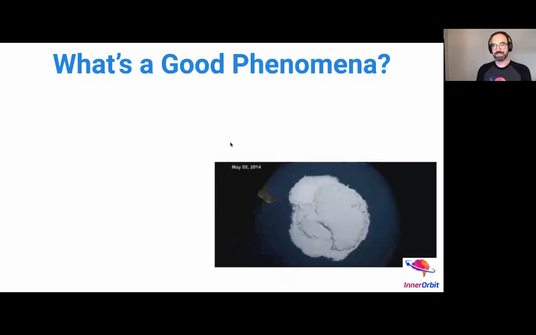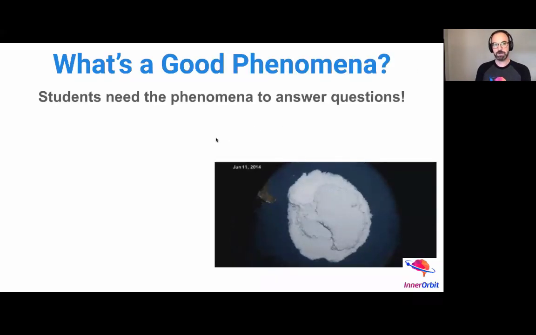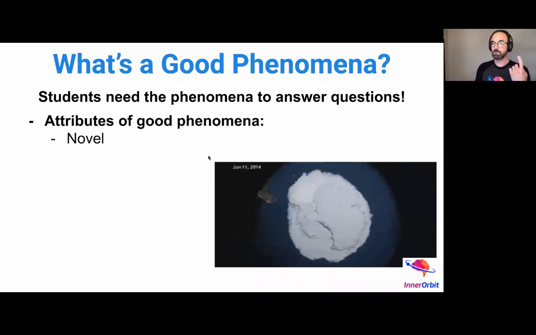So what's a good phenomena? Let's talk about that first. A good phenomena is something that students need to answer the question. So it's novel. If you've used an anchoring phenomena in your classroom or in lessons, that is not a good phenomena for you to use for assessment. You're looking for students to make sense of something novel that they've never seen before, doing what scientists do when they look at new things. So make sure it's novel and it's relevant.